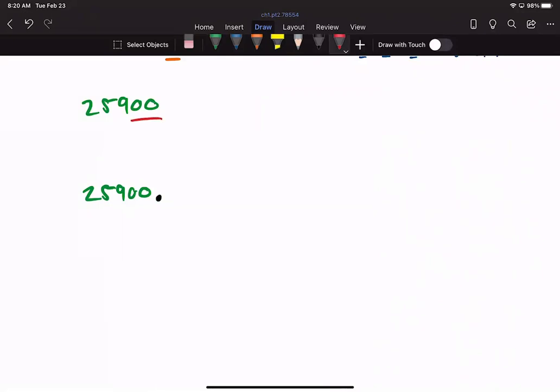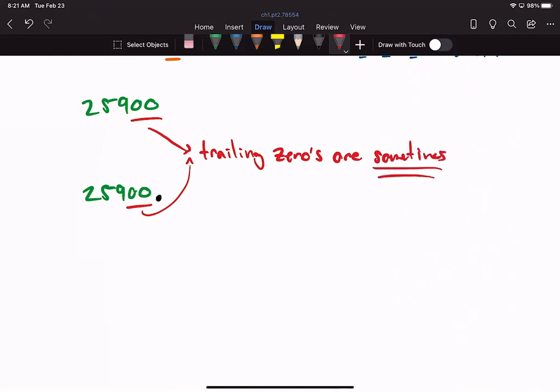So these types of zeros here, these are what we call trailing zeros. Trailing zeros are sometimes significant. Some of the times they're significant, and some of the times they're not significant.